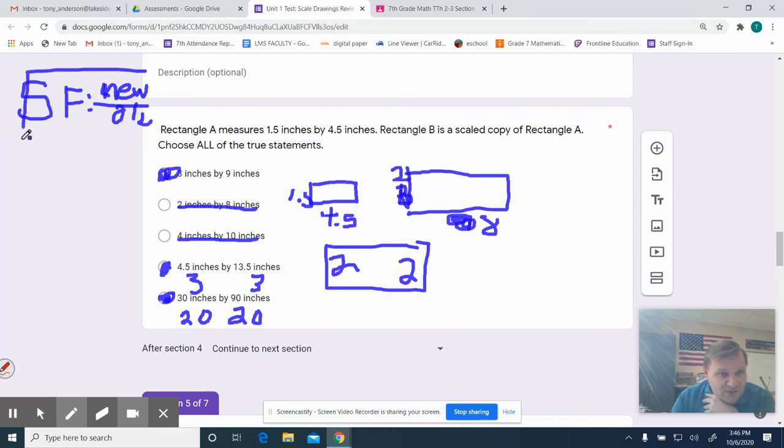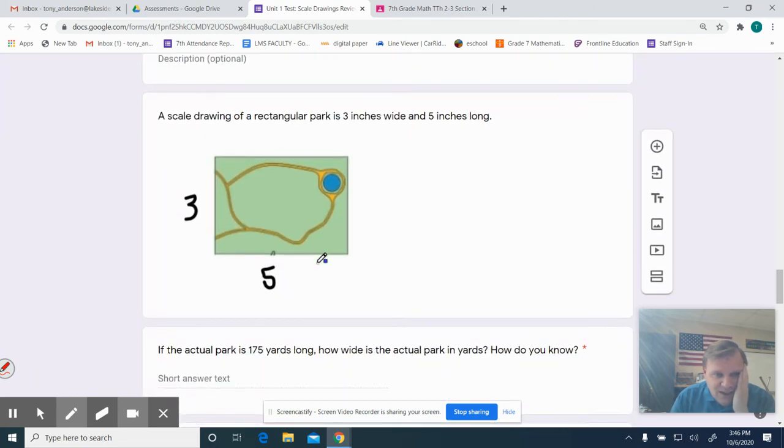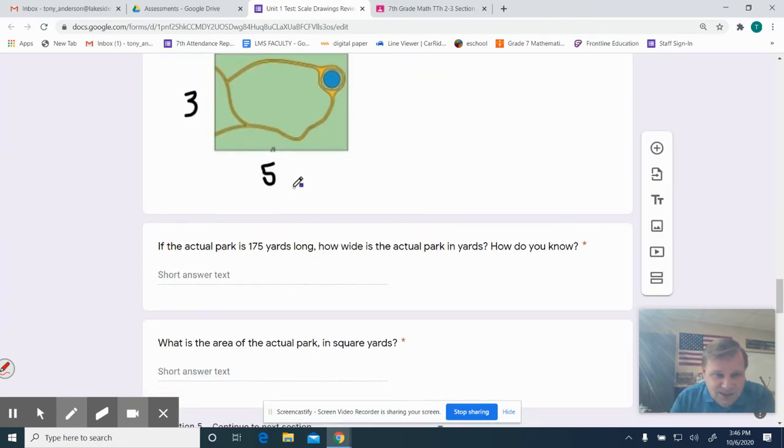Remember that we have to divide the scale copy by the original. Scale copy divided by original. All right, on this one, it's the same thing. We've got a map. It's 5 inches and 3 inches, but the actual park is 175. We're going to consider this our new, or our scale. This is going to be our old.